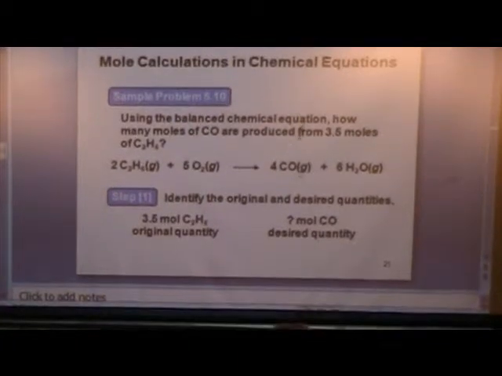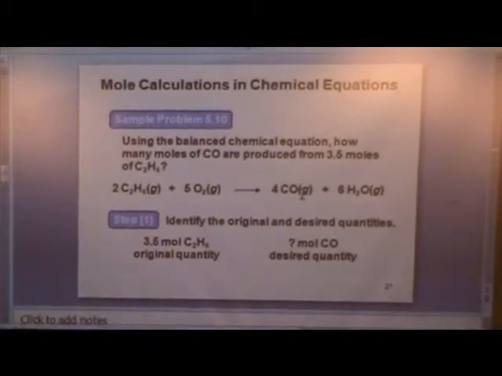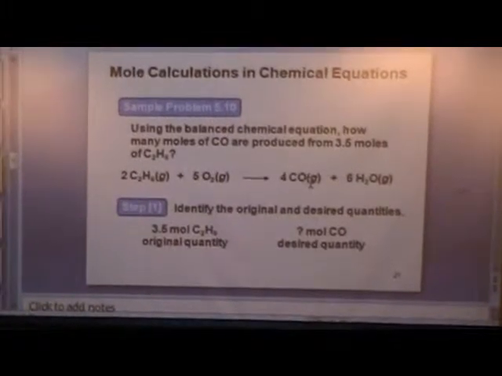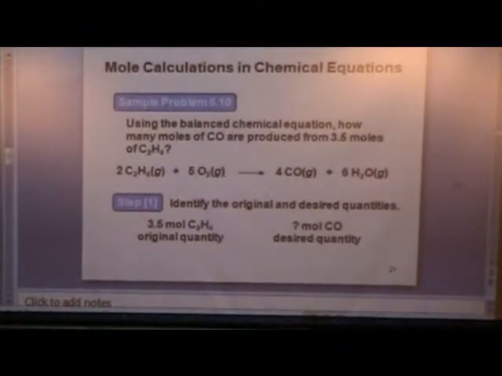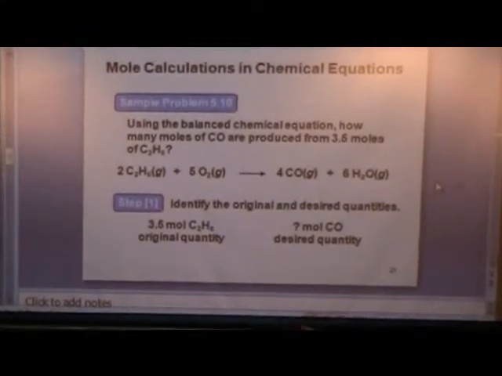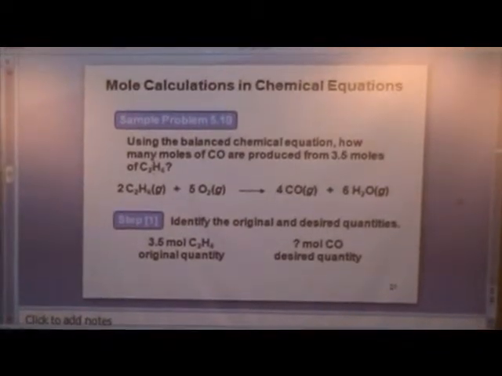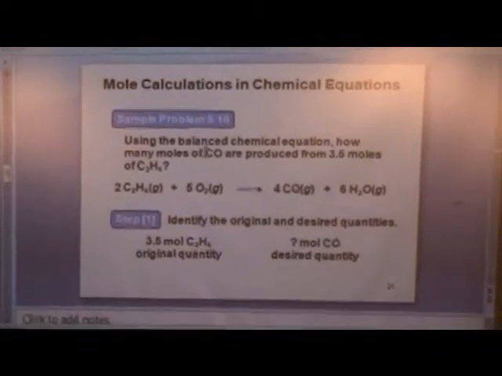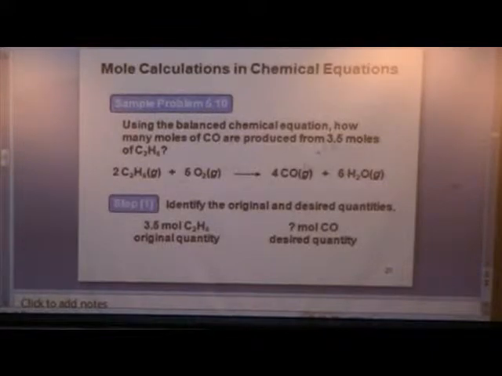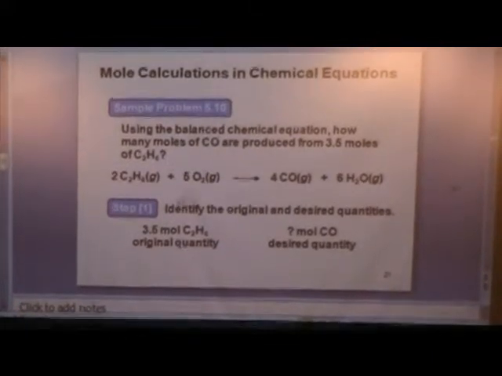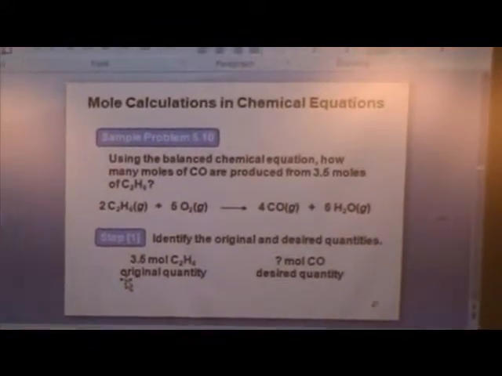Okay? Well, let's see some equations here. Using the balanced chemical equation, which is written here, right? The question is, how many moles of carbon monoxide are produced from 3.5 moles of C2H6? Okay.